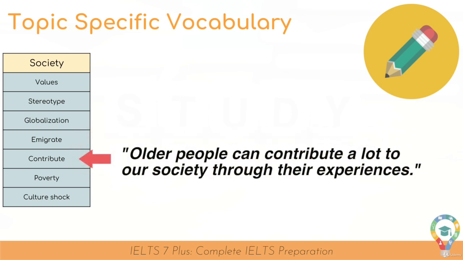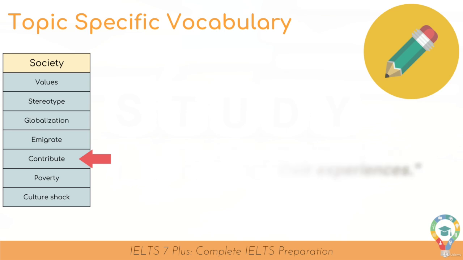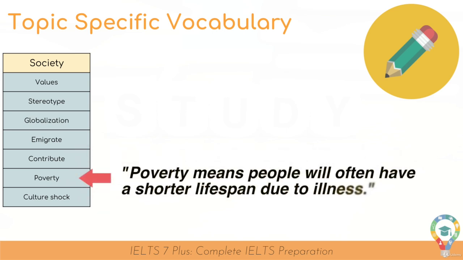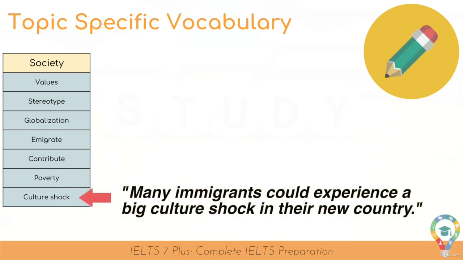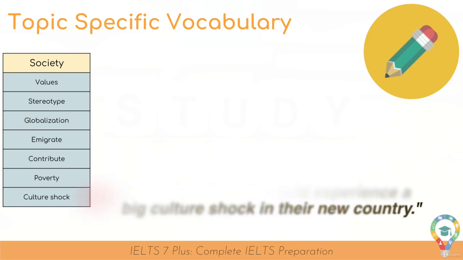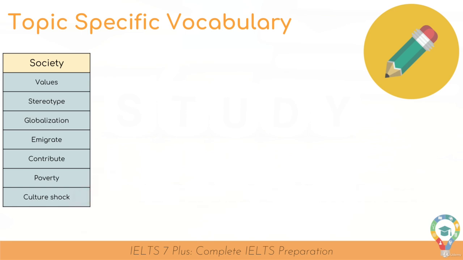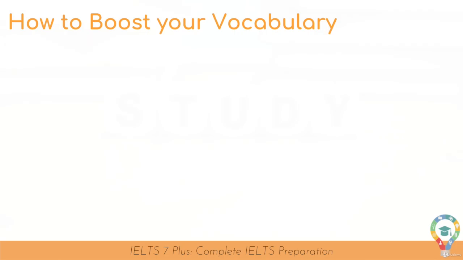Older people can contribute a lot to our society through their experiences. Poverty means people will often have a shorter lifespan due to illness. Many immigrants could experience a big culture shock in their new country. That brings us to an end of these 5 super important and very common topics.